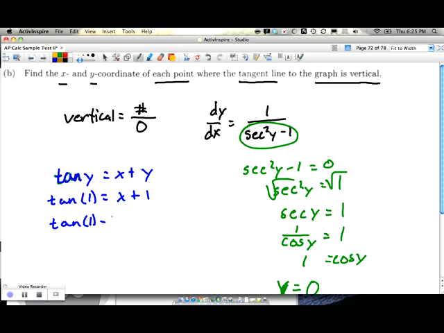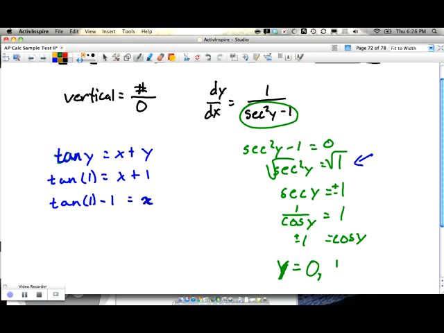Equals x. Ooh, I just noticed something here. Let's go ahead and mix that. Tangent of y minus y equals x. Make that blue. What I notice is right here, when I take the square root of 1, that's actually plus or minus 1. So when does cosine of y equal plus or minus 1? It's at 0 and pi. So tangent of y minus y equals x. We have this first point that we're looking at, and that's when y equals 0, and x is tangent of 0 minus 0.